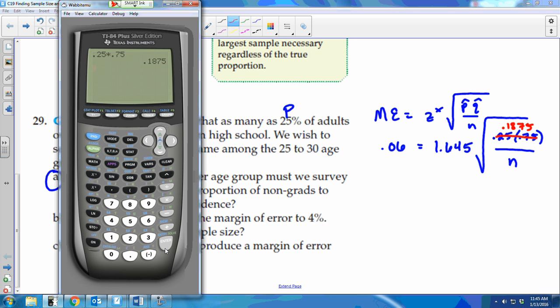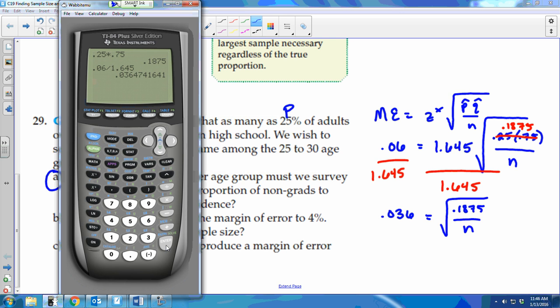If I'm going to solve for n, what would be the first step in this algebra problem? Divide by 1.645. That's what I would do. Your book goes through and squares everything to begin with, which is fine. But as you square the 0.06, you have to square the 1.645, and then the square of the square root goes away. But I think that's messier. It doesn't really matter. So 0.06 divided by 1.645 is 0.036 or something. Don't actually round this in the question. Use your calculator.